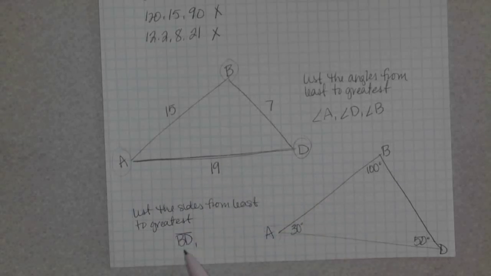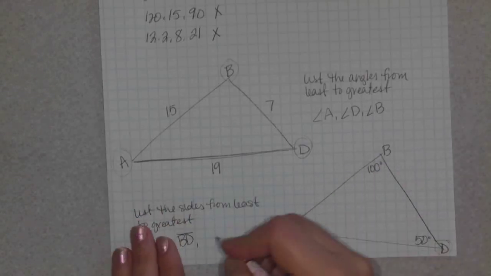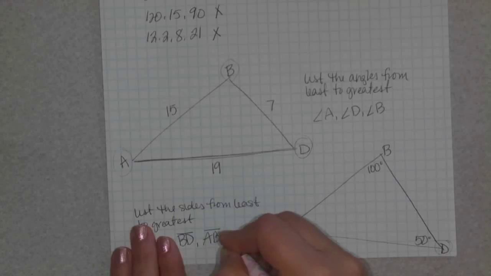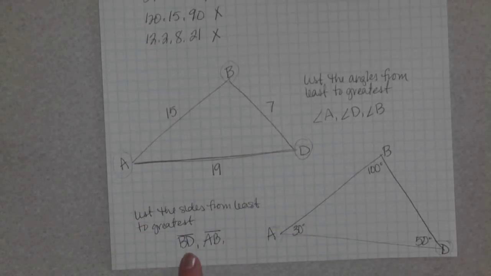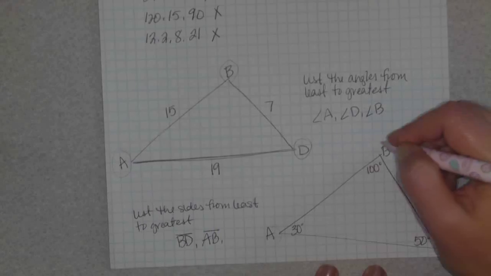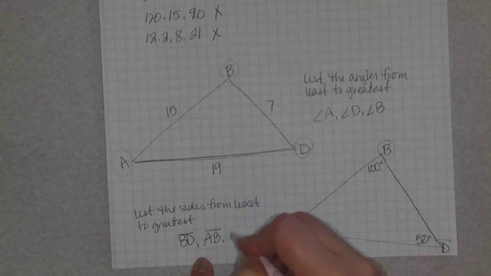Now when you're naming the sides, you have to use two letters. And then of course the notation is important, the line above it. Now the middle angle is 50 degrees. That's angle D, so the side across from it is going to be AB. Also, if you wrote this as BA, or DB, that's fine. That order doesn't matter. Now my biggest angle is 100 degrees, angle B. My biggest side is across from that, side AD.